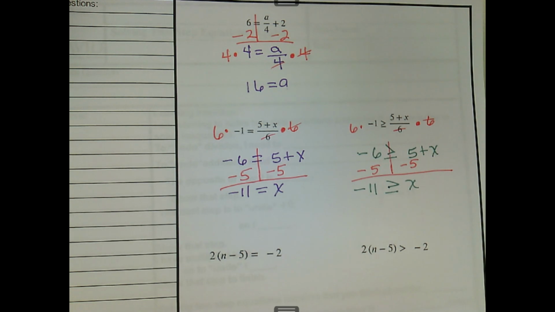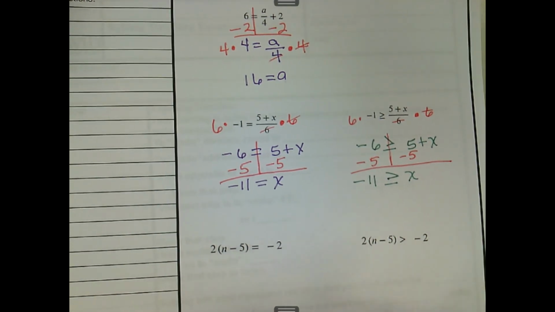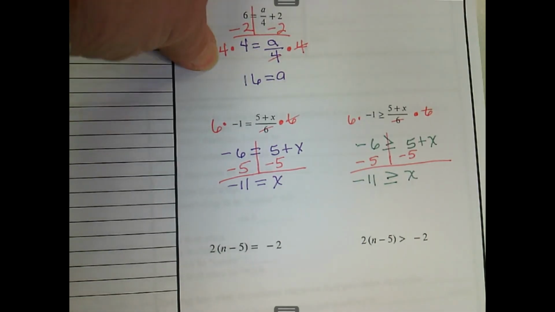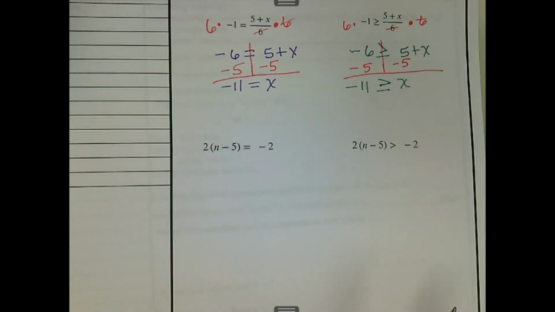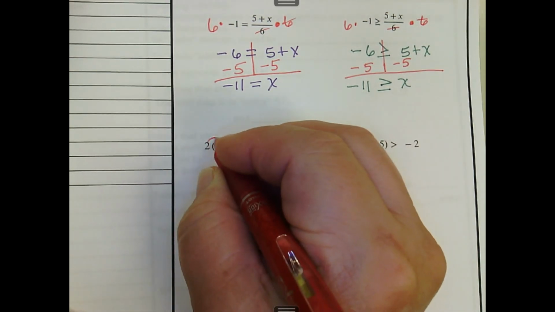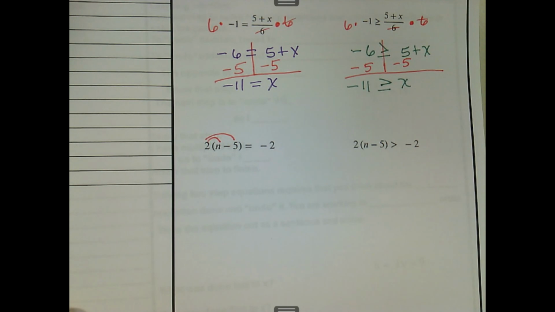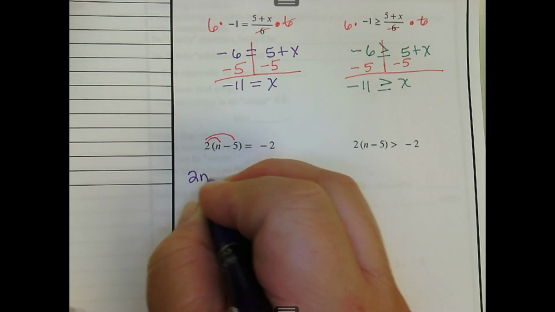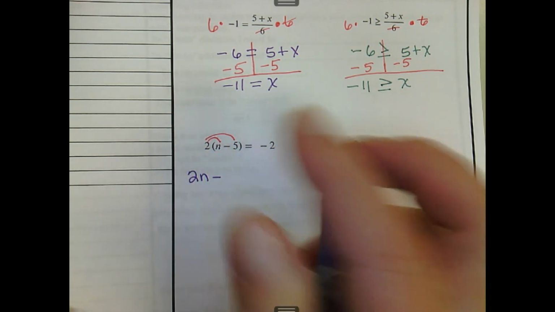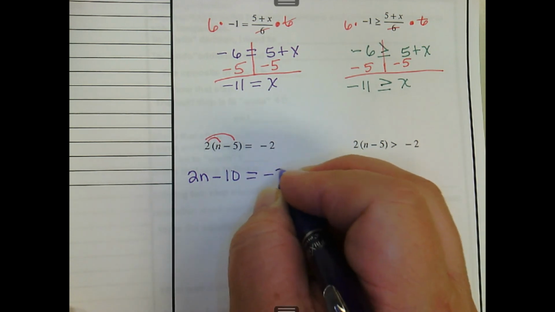Okay, pause the video. We'll go through the first one together, and then you can pause and see if you can complete the inequality on your own. So, order of operations. I'm going to distribute first. Two times n, 2n, minus 2 times 5 is 10, is equal to negative 2.